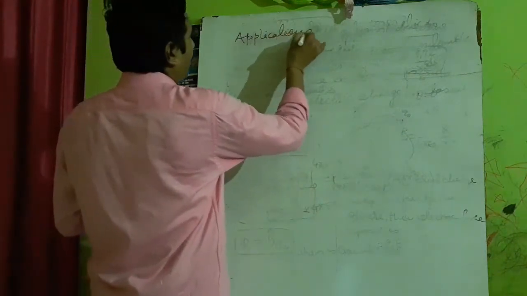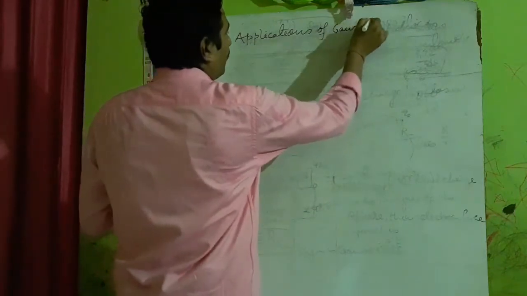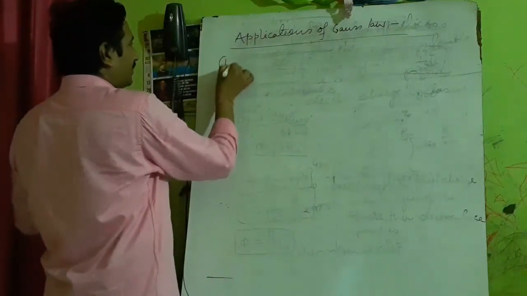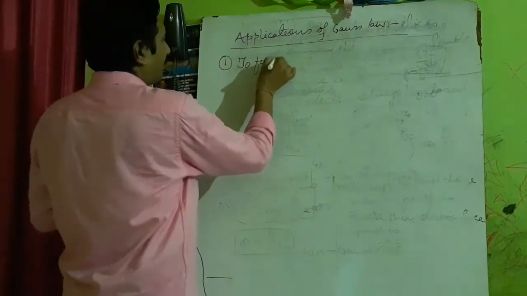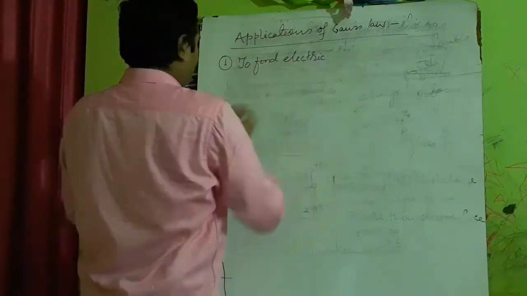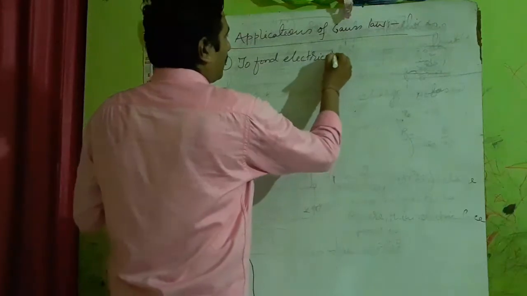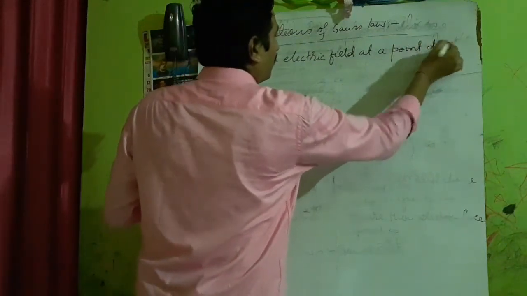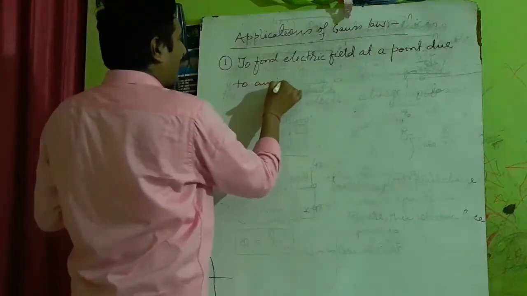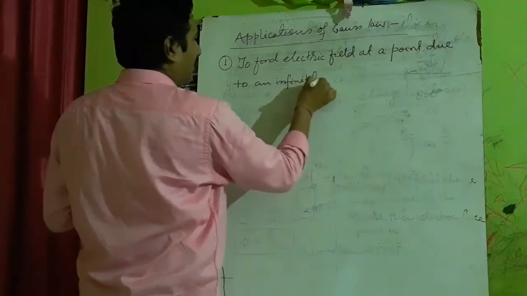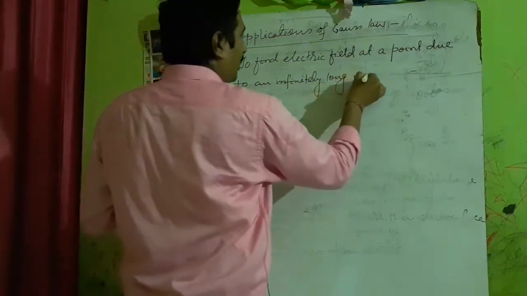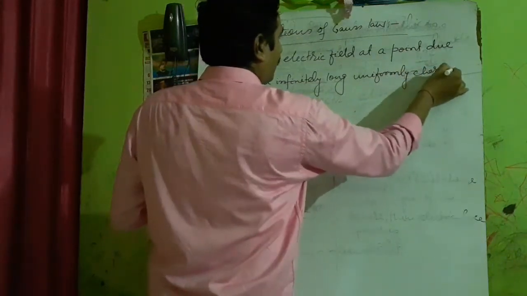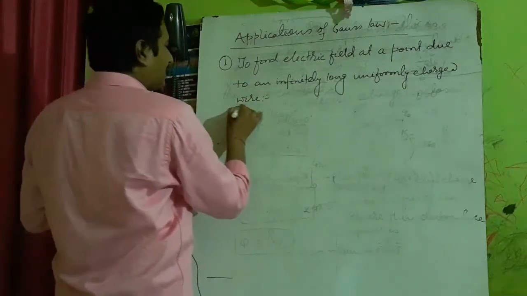Applications of Gauss law. The first application is to find the electric field at a point due to an infinitely long uniformly charged wire. You just understand the meaning of wire.